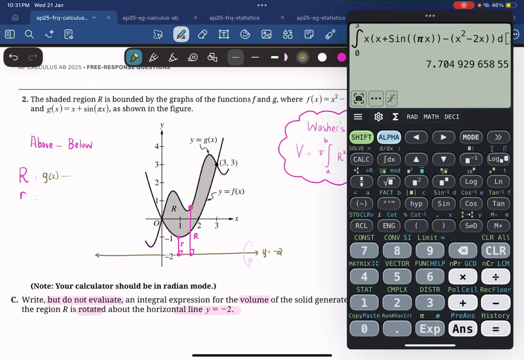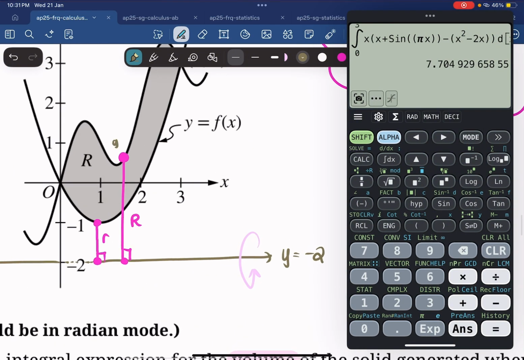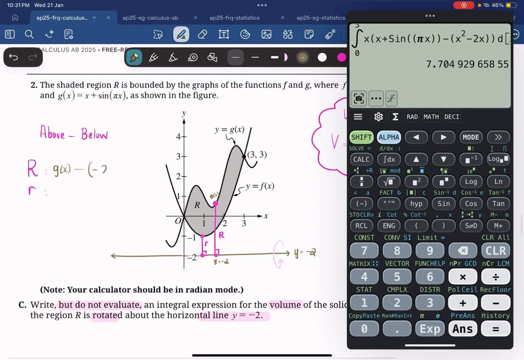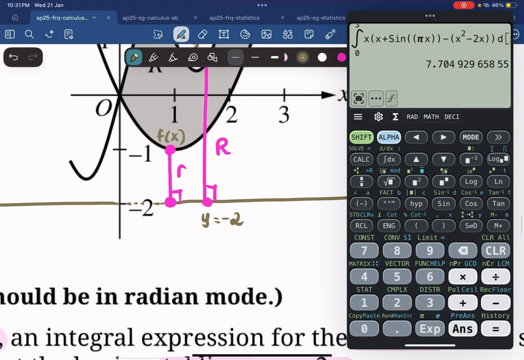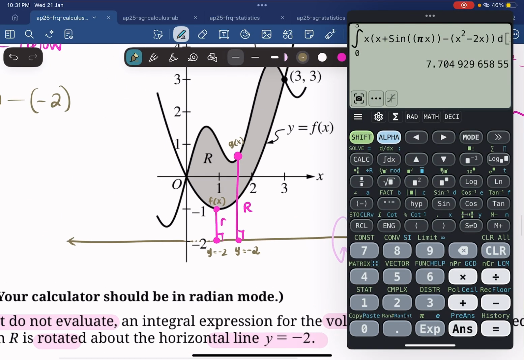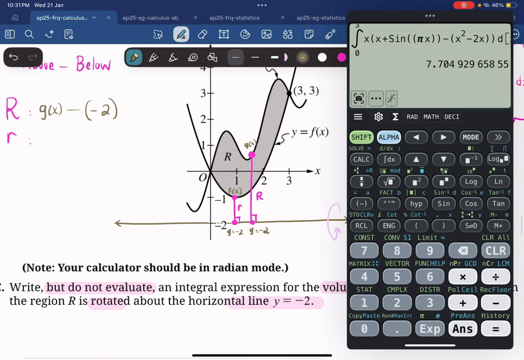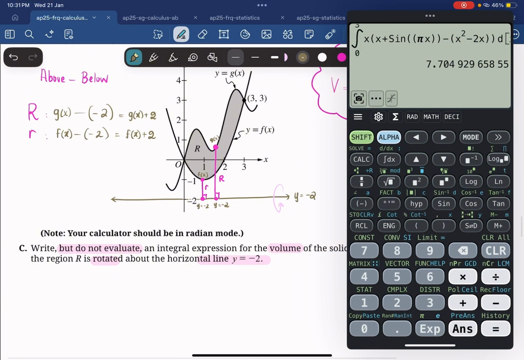For capital R, the function above is g of x minus the function below, or the line below. So here the above is g of x. The below is the line y equals -2, right? So g of x minus -2, that's capital R. And small r is f of x is above, and also the line y equals -2 is below. So above is f of x minus below, which is -2. Okay, so capital R is g of x plus 2, and small r is f of x plus 2. We showed our work here.